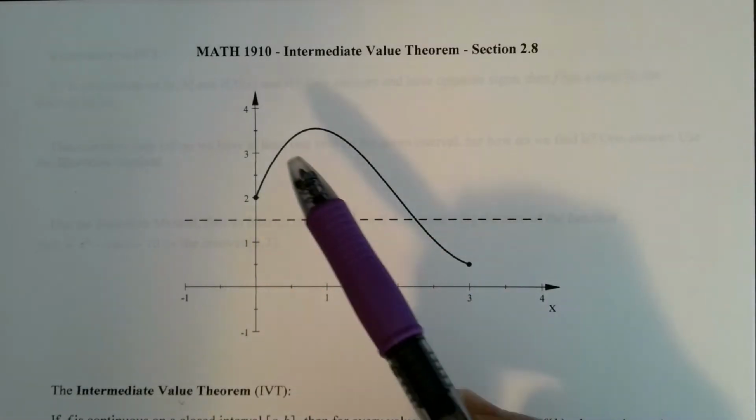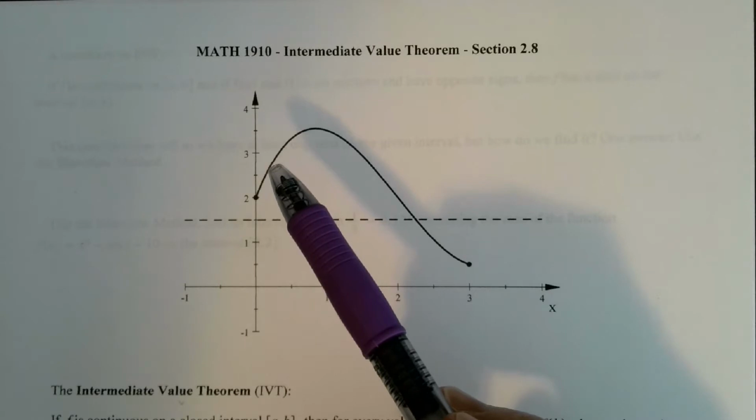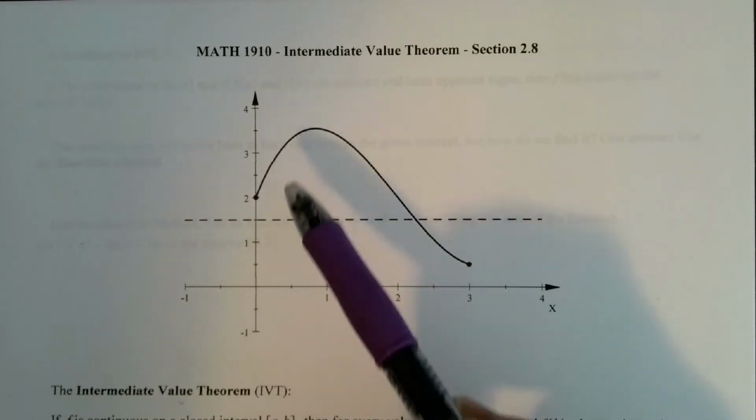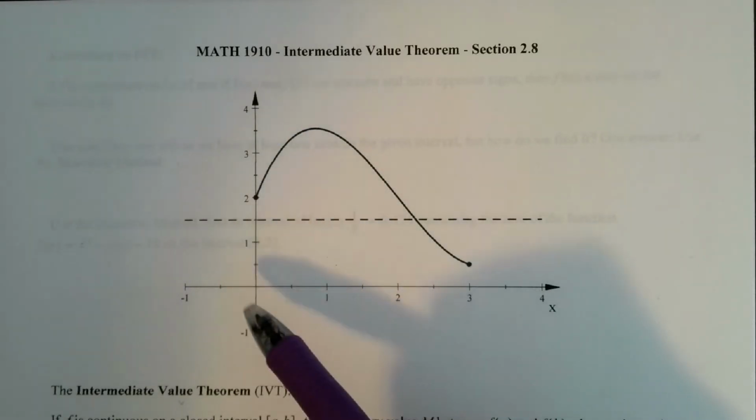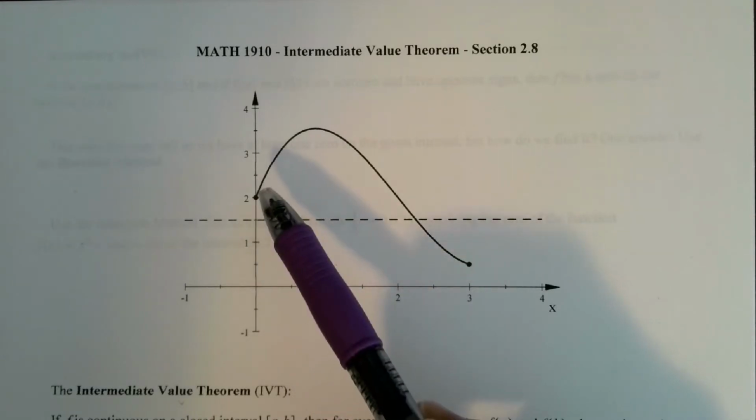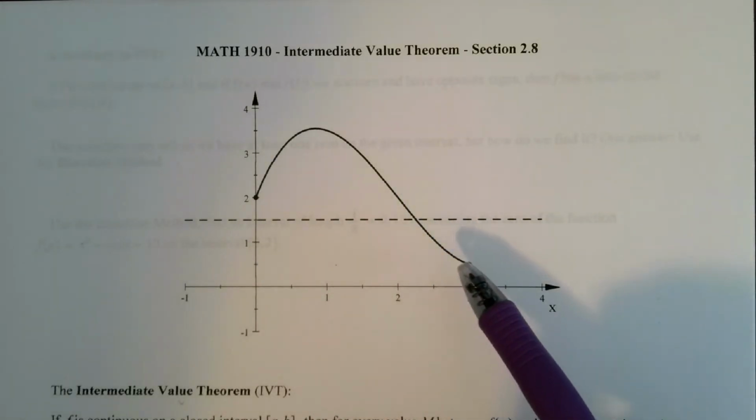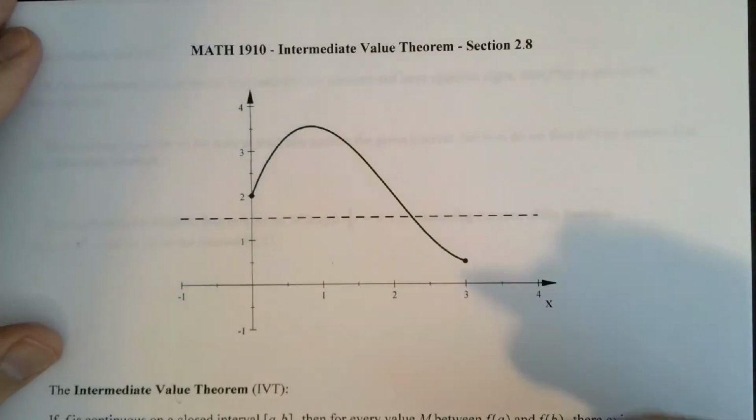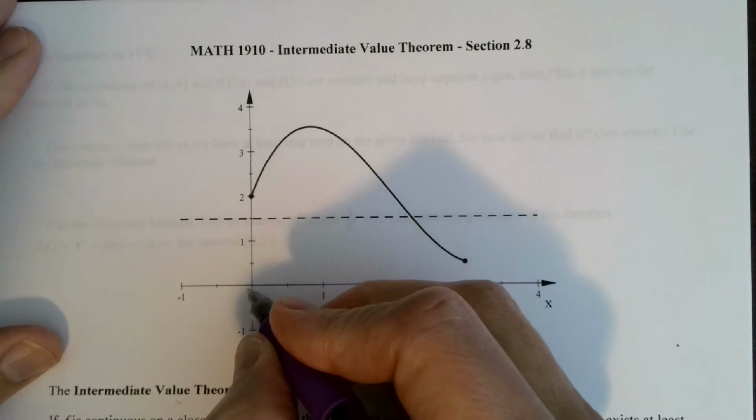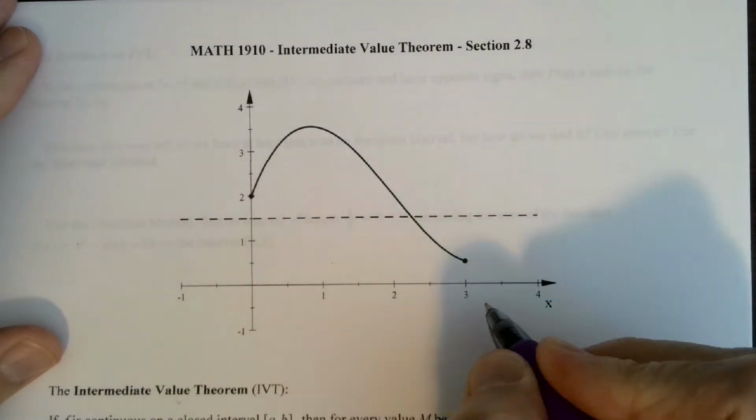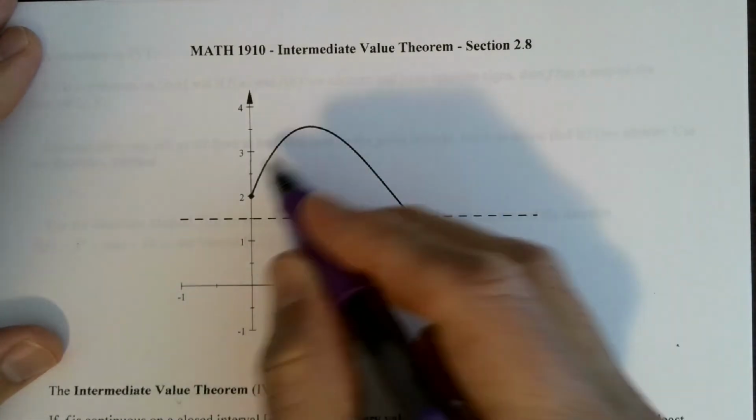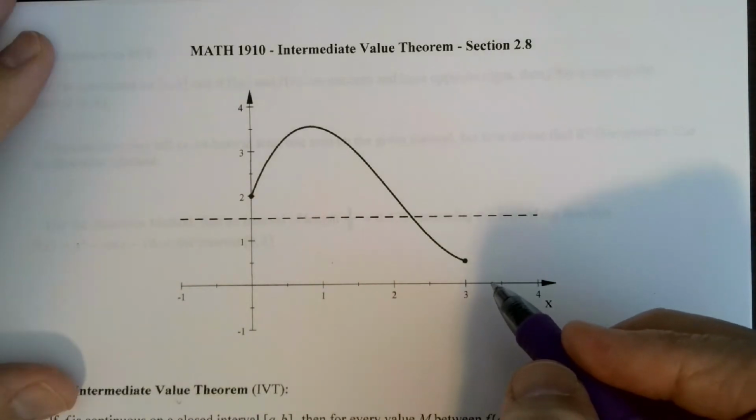It's continuous from the right at x equals 0 as we're approaching that point, which appears to be (0, 2), and then continuous from the left or from below at x equals 3. And on this interval from x equals 0 to x equals 3, we can say the function is continuous, no holes, gaps, jumps, or other discontinuities.